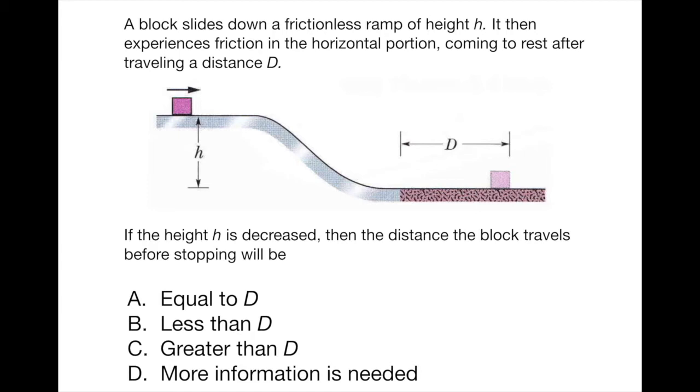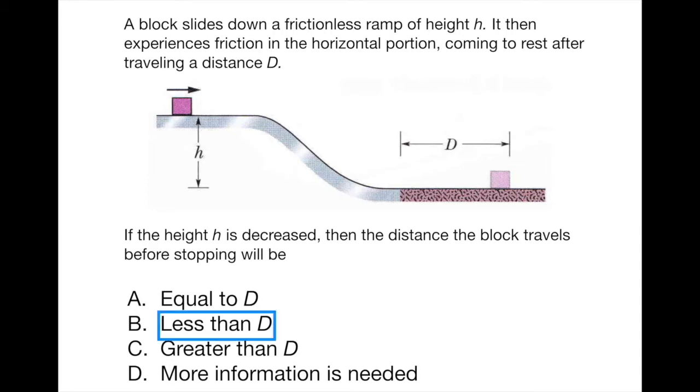Okay, so if we made the height of the hill smaller, what would happen to the distance the block travels? Will it be the same distance d? Will it be less than d? Will it be greater than d? Or is more information needed? Right, and you can answer in the pop-up that's coming up on the Vizia video.